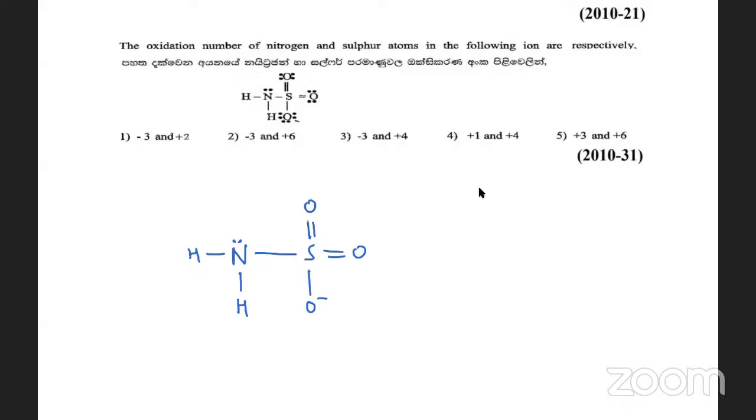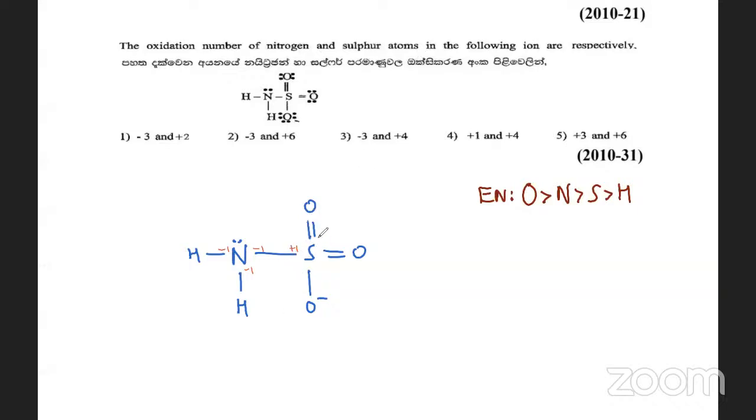Among these compounds, we definitely know who has the highest electronegativity: oxygen. After that, nitrogen. After that, sulfur. After that, hydrogen. So when nitrogen is creating bonds with hydrogen, nitrogen is going to get -1 because that's one bond. So -1. Here also -1. From this bond it will get -1. -1, -1, -1. And due to this bond, sulfur is going to get +1.